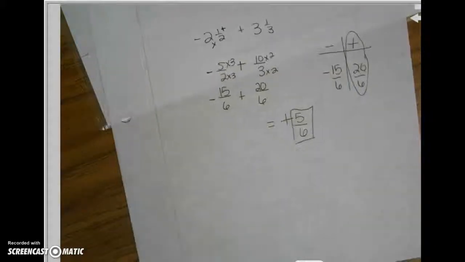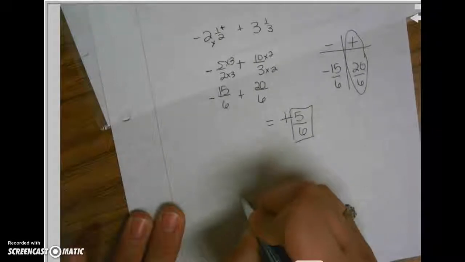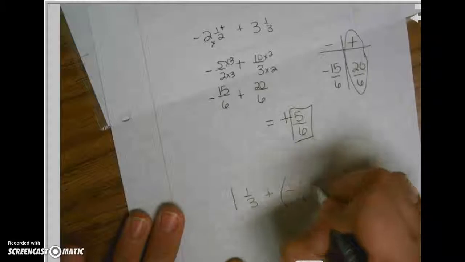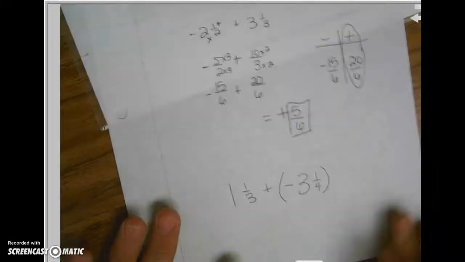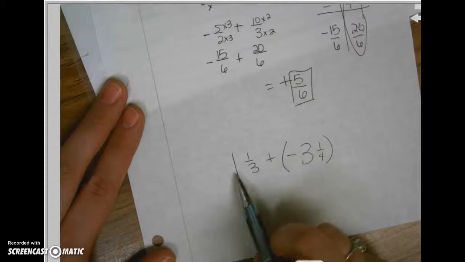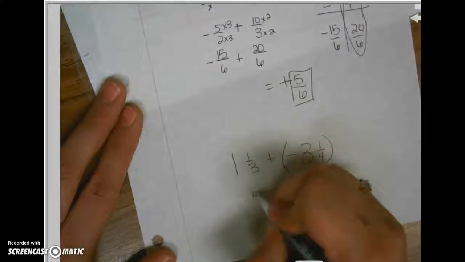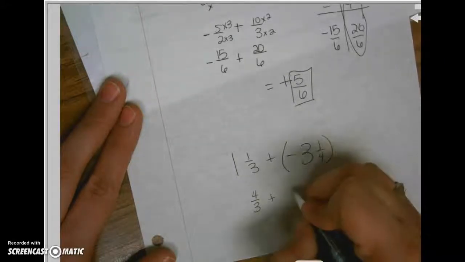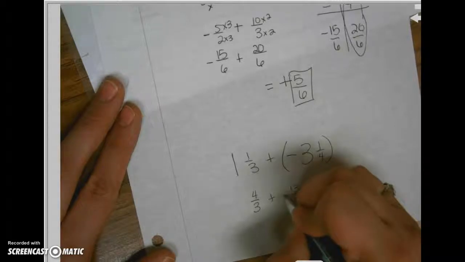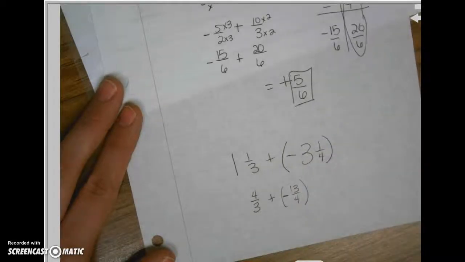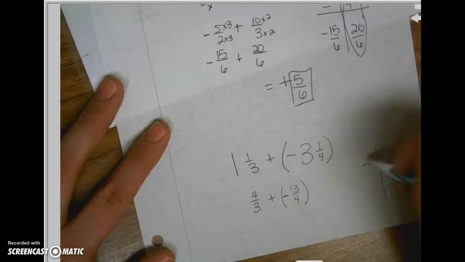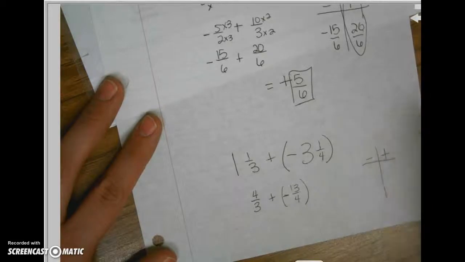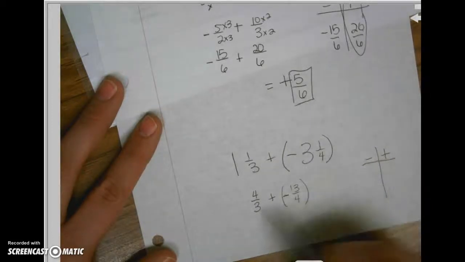Another problem is 1 1/3 plus a negative 3 1/4. Once again, we're going to use the Texas method, so 1 times 3 is 3, plus 1 is 4, so I get 4/3. Plus 3 times 4 is 12, plus 1 is 13, so I get 13/4. But I can't forget to bring down the negative. And we're going to use our scoreboard, negatives and positives. So 4/3 is positive. Oh, I can't do that yet because I don't have common denominators.